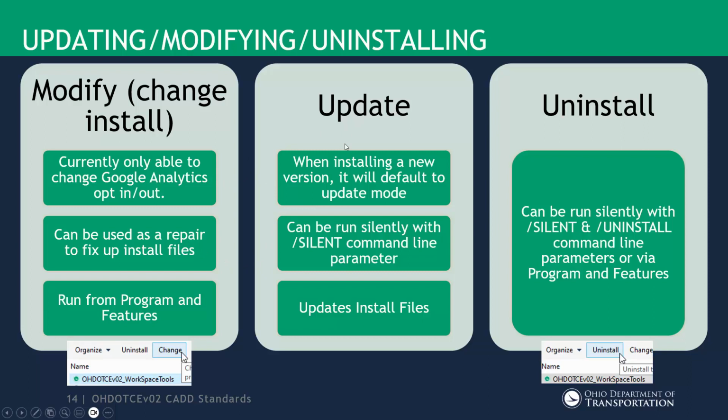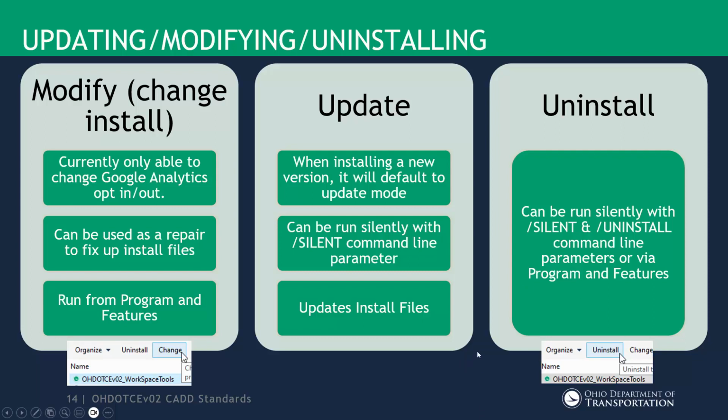Update mode. When I release a new update, you can just download that update and run it. It's going to pick up that it's a newer version and automatically run in update mode. You can run silently if you wanted to with the silent command line parameter. And then for uninstall, you can do that silently with a slash uninstall or silent and uninstall parameters. Or you can just do it the old-fashioned way through programs and features and hit uninstall. Okay. So that's really all that tool is doing.